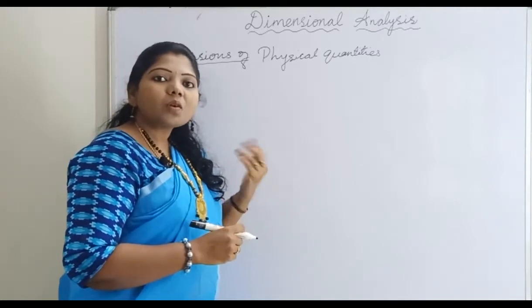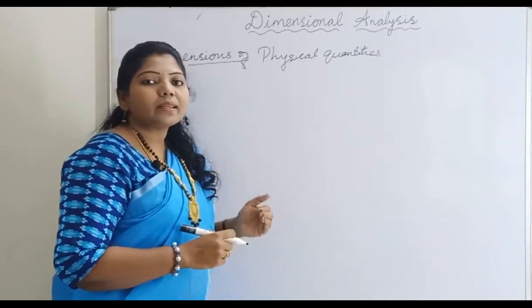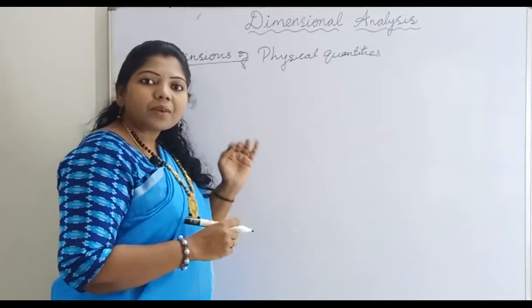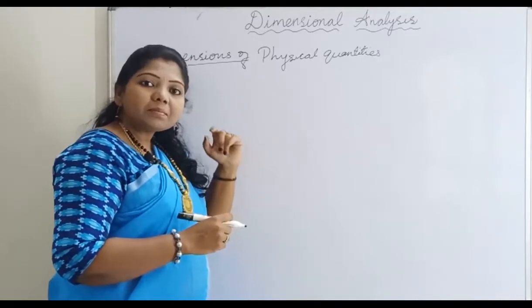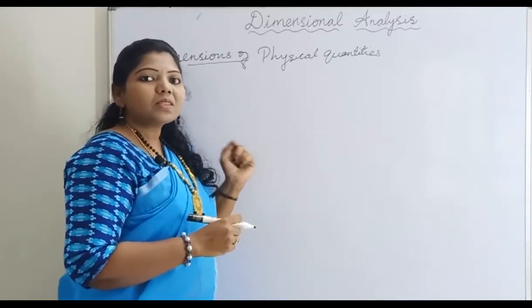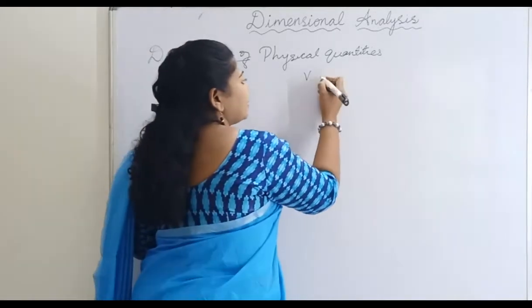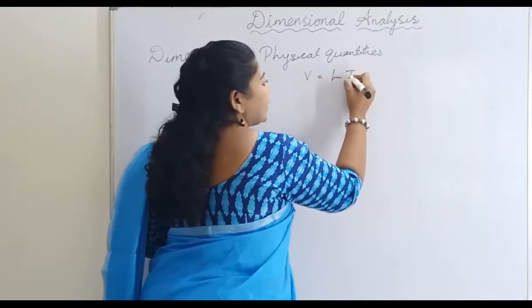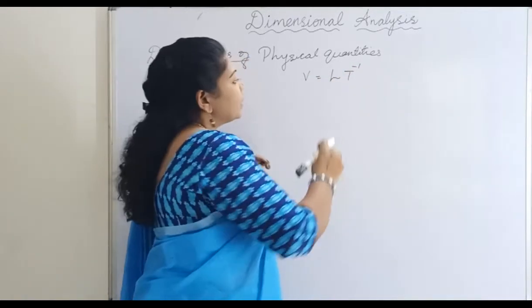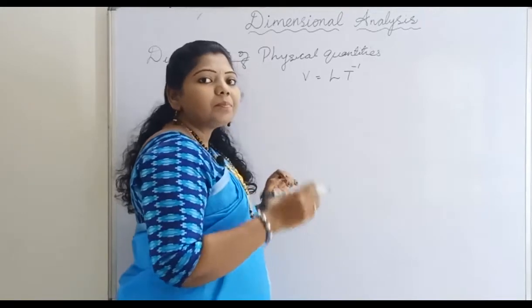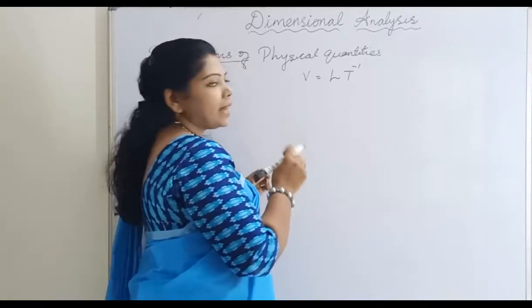Base quantities are also called fundamental quantities. So if we represent the physical quantities in terms of powers of the fundamental quantities, then that is called dimension. For example, if we take velocity, v is equal to LT power minus 1. This LT power minus 1 is the dimension for velocity.